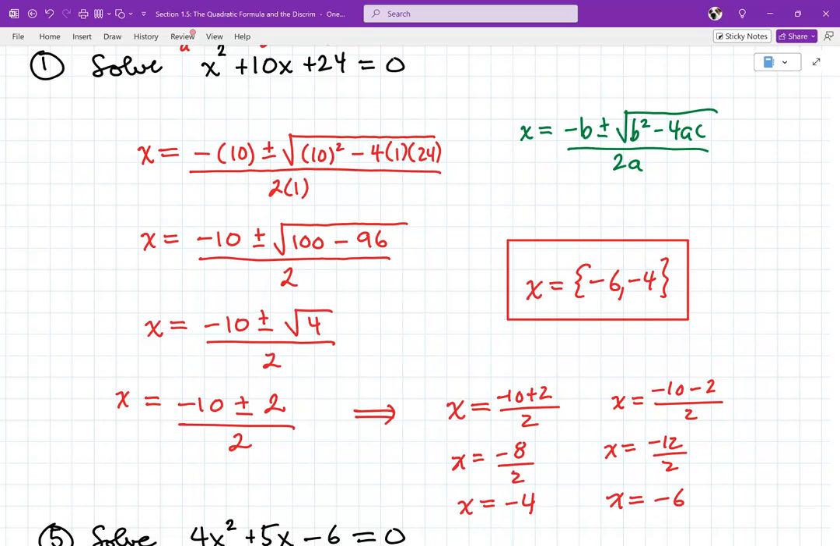So once you get to this point, add and subtract to find your solutions. Okay? Once you get to that point, add and subtract to get the solutions.